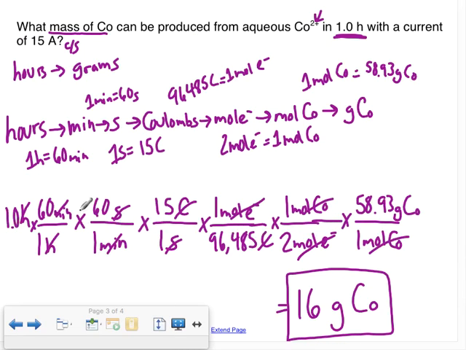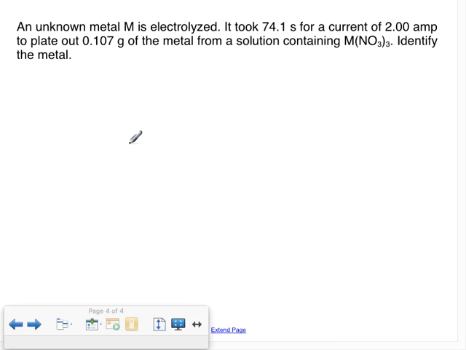All right, an unknown metal is electrolyzed. We know the time, we know the current, we know the mass, we know the solution. We have to identify the metal. Anytime you have to identify the metal or any element, like you just know it's a pure element and you're trying to identify it, it's almost always the case that what you need to do is find the molar mass. And once you have the molar mass, you can just look it up on the periodic table.